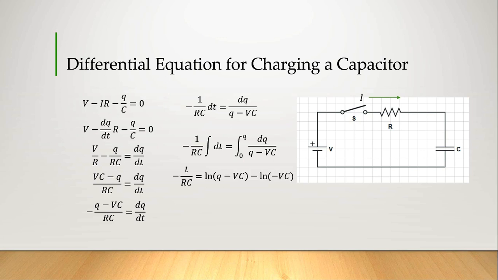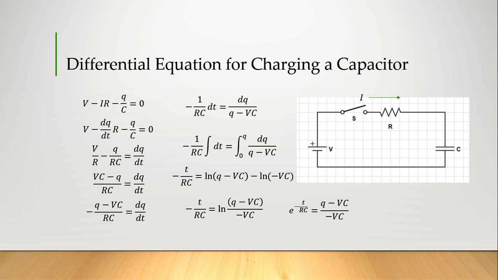The right-hand side, when I integrate from 0, which is the starting charge, to Q, really Q max, the maximum charge, we get this function here. You get ln of Q minus VC minus the ln of VC. So what I'm going to do is combine those, because if you have the natural logarithm of something minus the natural logarithm of something else, it's basically the natural logarithm of the something divided by the something else. I'm going to take e to the both sides to get that over there.